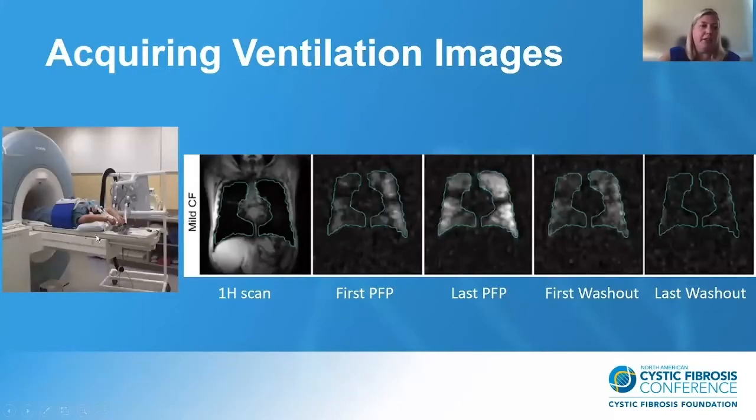This is the setup that we use. We are studying them in a 3T MRI with a 19F tuned chest coil. And here you see a bag of gas that they're breathing in through a one-way valve and then breathing out. And so we start off with a proton scan, and we've since moved to UTE scanning as well. And breath by breath, we can analyze.